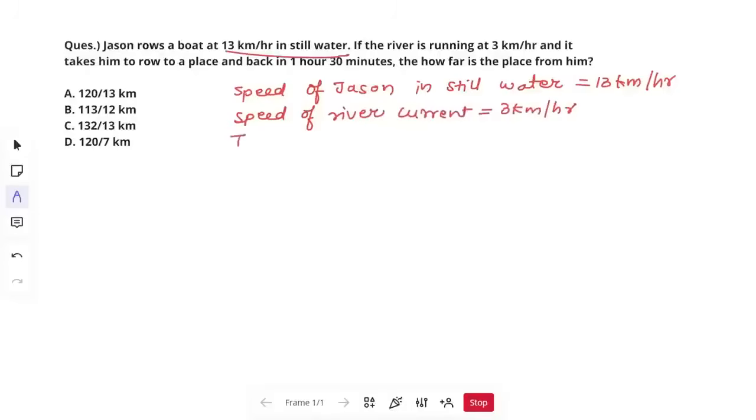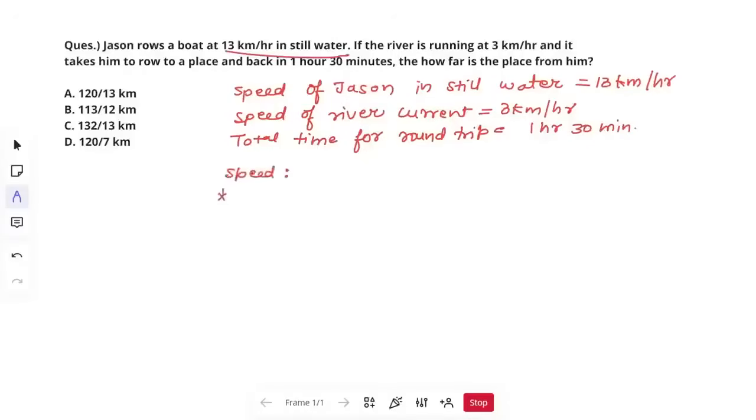So the total time for the round trip is given, in the third sentence, as 1 hour and 30 minutes. These are the three data given to us, and we need to find how far the place is from him. Based on this data, there are two speeds that we can deduce. What are the two speeds?